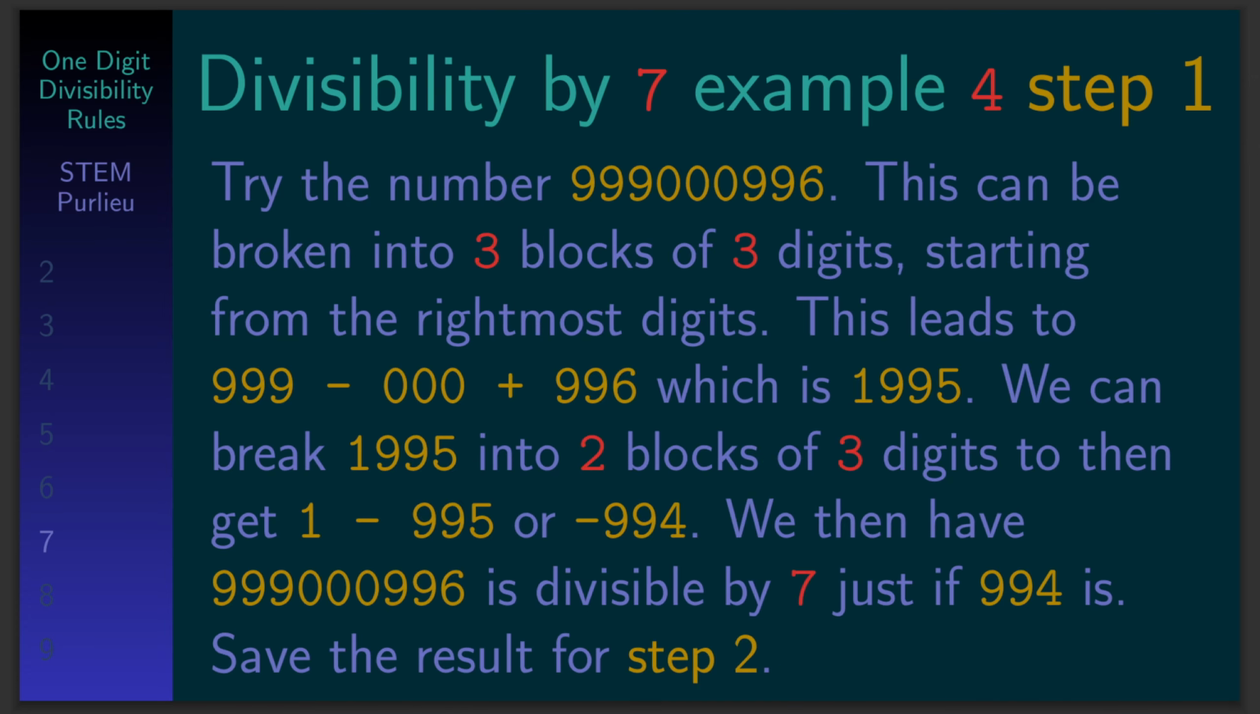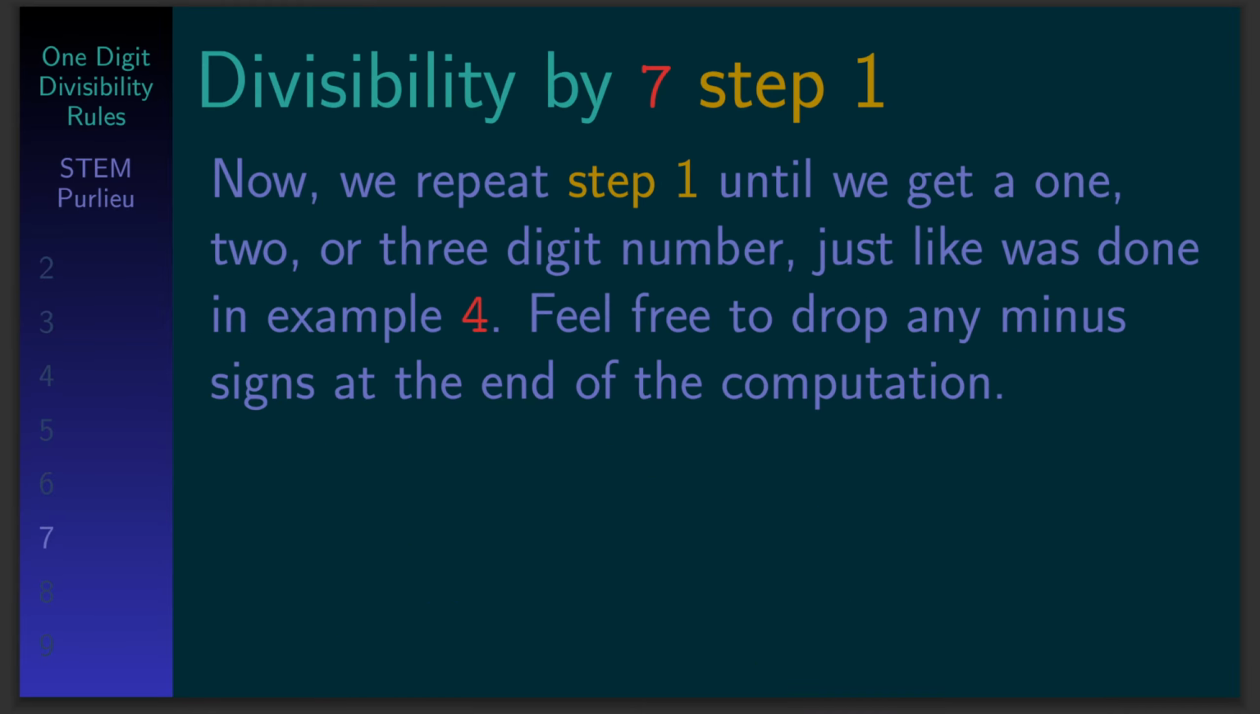Now let's try the number 999,996. This can be broken into 3 blocks of 3 digits starting from the rightmost digits. This leads to 999 minus 0 plus 996, which is 1995. We can then break 1995 into 2 blocks of 3 digits each to get 1 minus 995, or minus 994. We then have 999,996 is divisible by 7 just as 994 is. Save the result for step 2. Now we repeat step 1 until we get a 1, 2, or 3-digit number, just like was done in example 4. Feel free to drop any minus signs at the end of the computation.